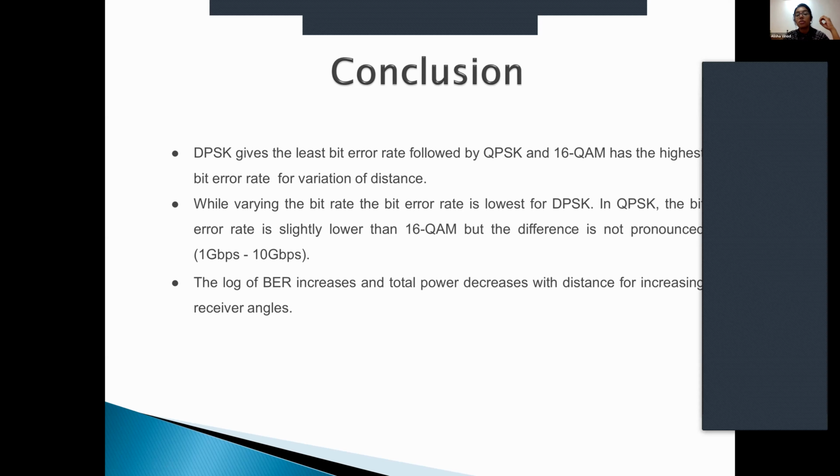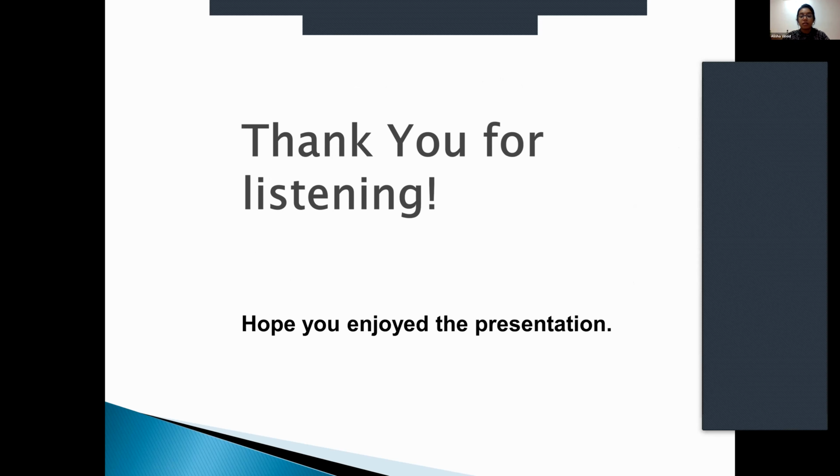If our use case is minimal error, we want to get rid of as much error as possible, we must go with DPSK. But if we want a higher data rate, then we should go with a scheme like 16QAM. We should be able to tolerate the error because we want that high data rate. That marks the end of my presentation. Thank you for listening. Hope you enjoyed the presentation.